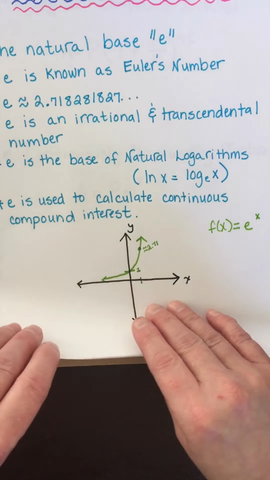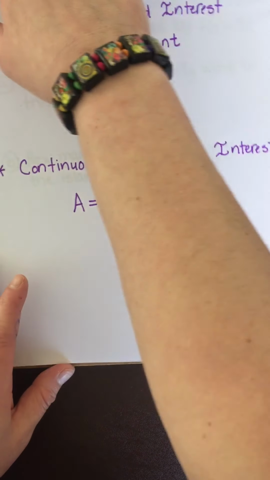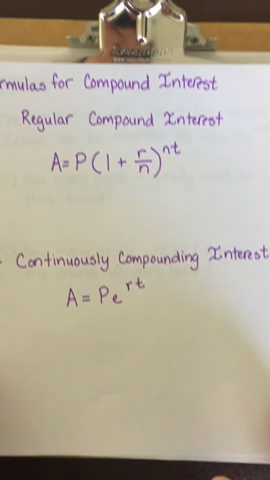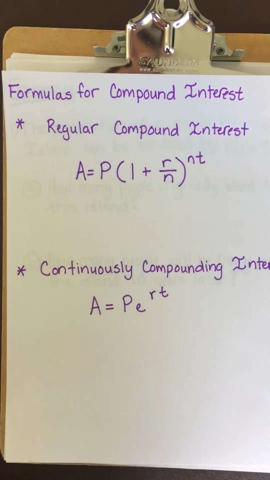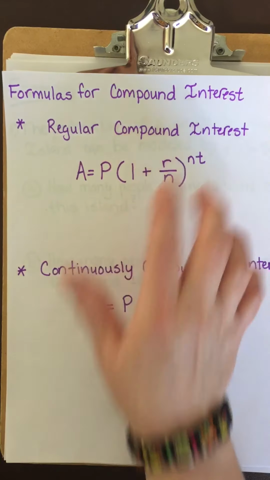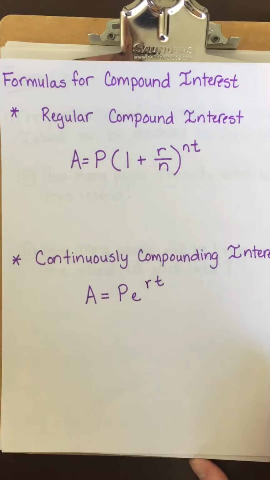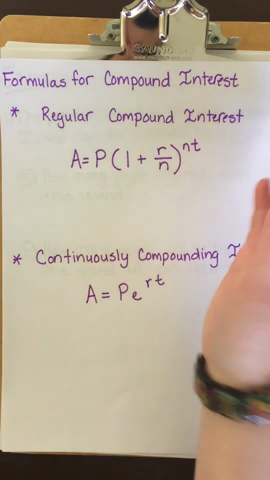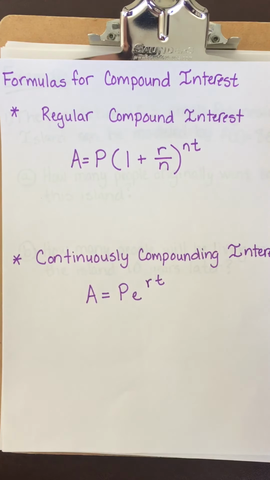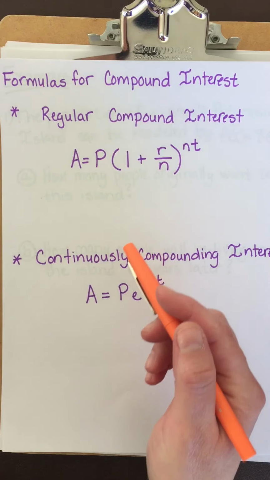All right, let's learn a little bit more stuff here. So we're going to talk about money, which is most people's topic of interest. So we have a couple formulas you need to be familiar with. The first one is the regular compound interest formula, and it's A equals P times (1 plus r over n) to the nt.